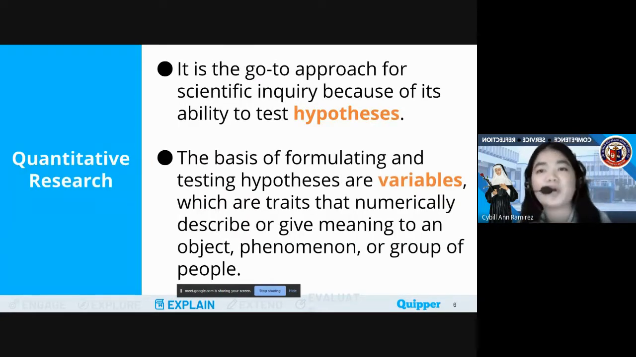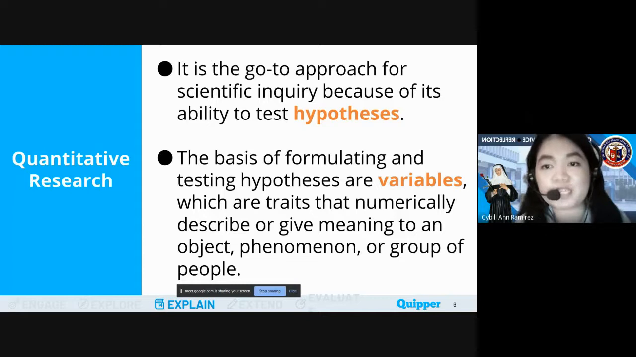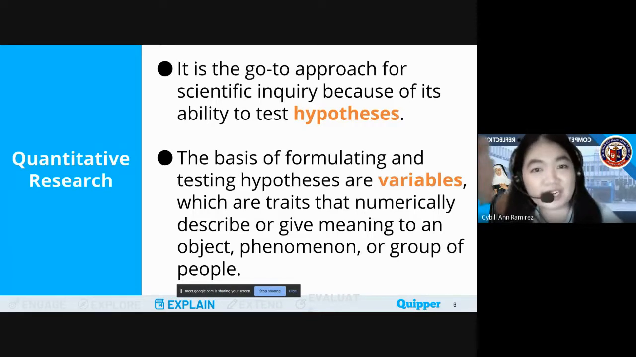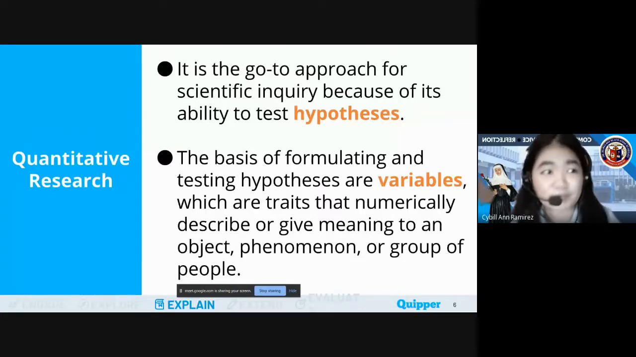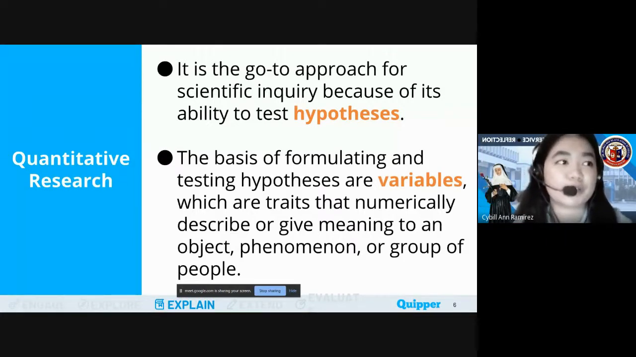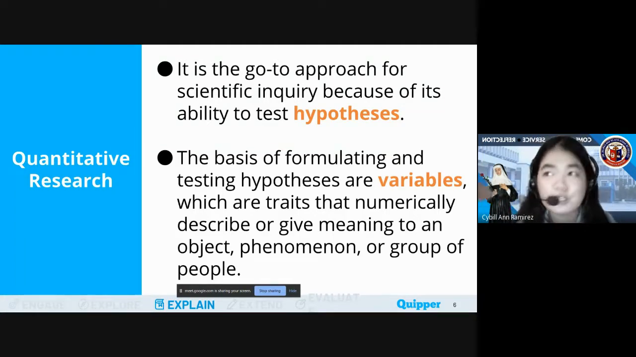So again, it's the go-to approach for scientific inquiry because of its ability to test a theory or hypothesis. That is why, class, for beginners, it is much more advisable to proceed with quantitative research. It's not until college or in graduate school, like master's or PhD, that you are required to proceed with qualitative. Again, it's so sensitive, it takes a lot of time, sometimes money, and you need to really choose the perfect participants for your experiment or interview. So qualitative research is not yet very advisable. If you know how to do quantitative, then surely you'll be able to do qualitative.